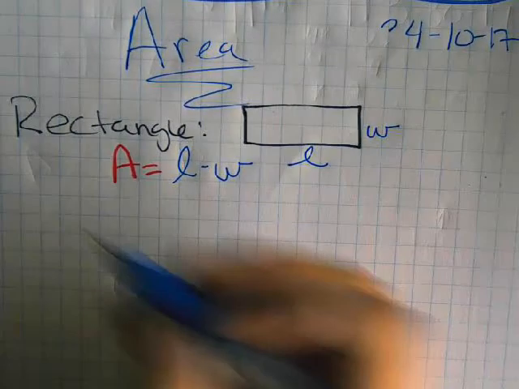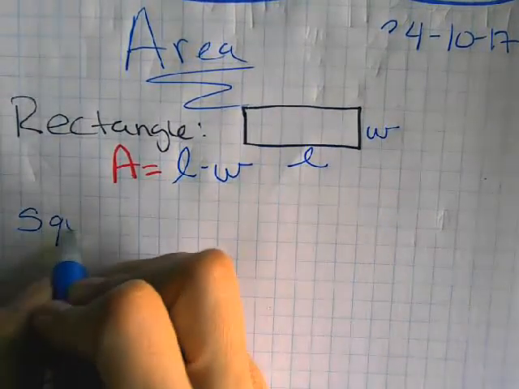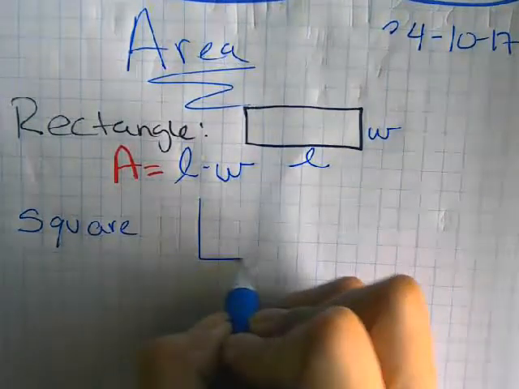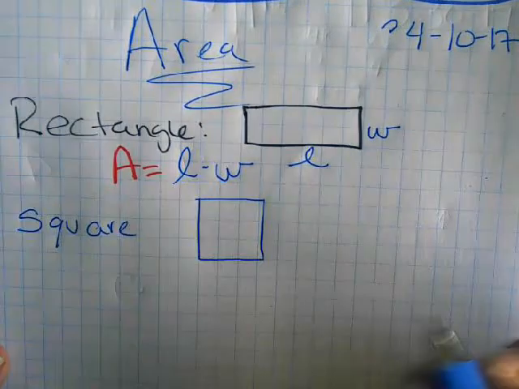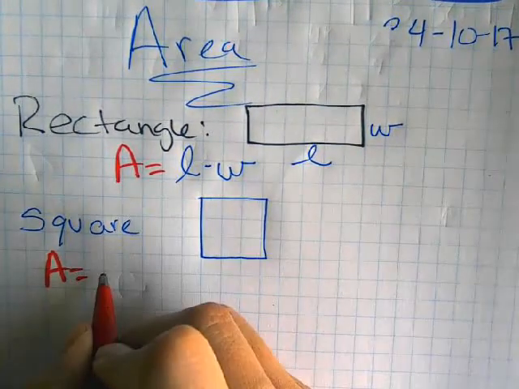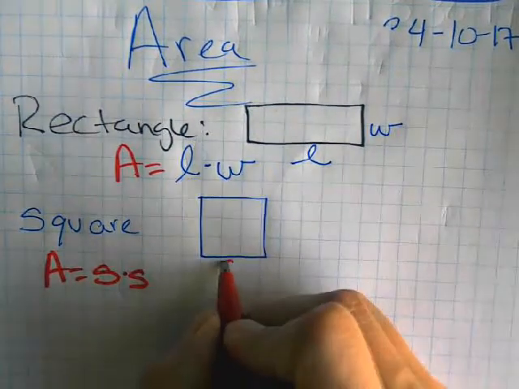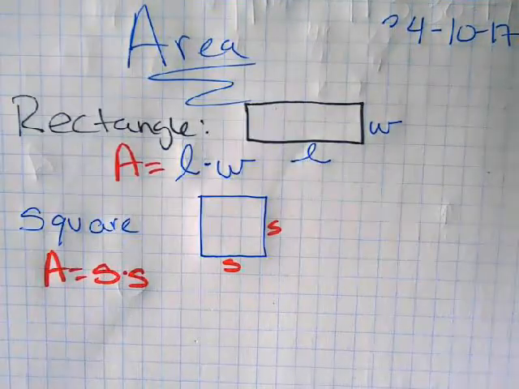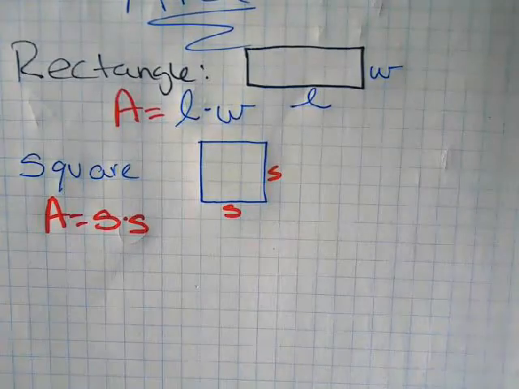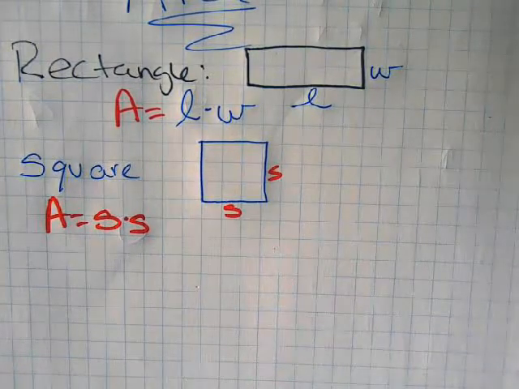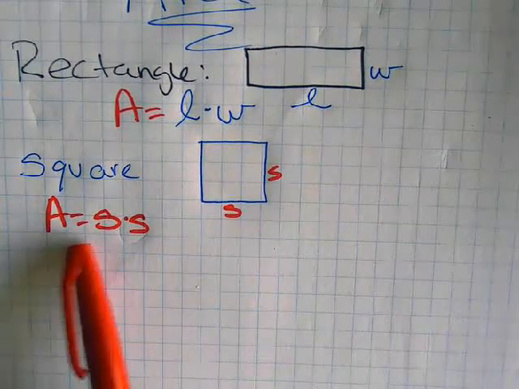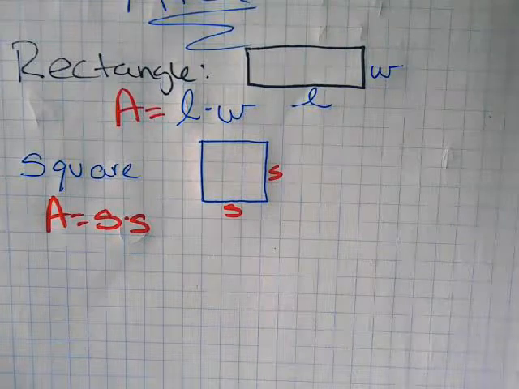Does anybody know how to find the area of a square? Same thing. Right? But what some worksheets have is side times side. So they'll call this a side times a side. But it's basically the same thing. I'm just showing you side, just in case you see it. Okay? So, square is area equals side times side.